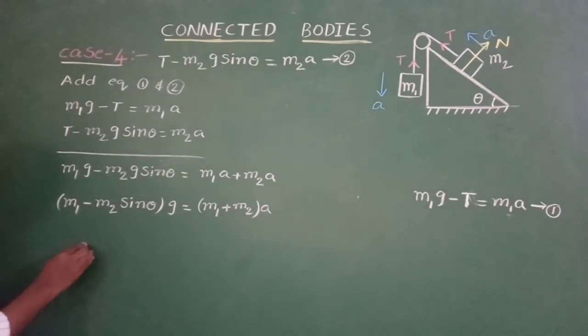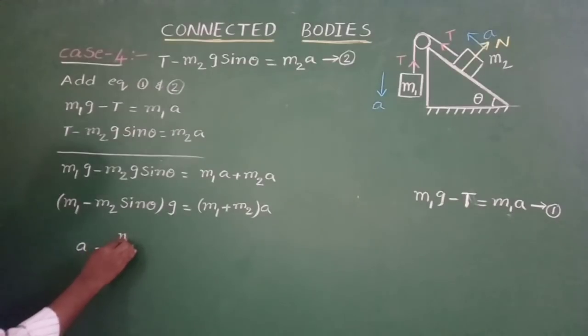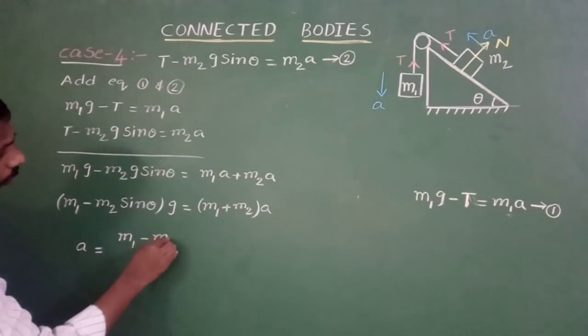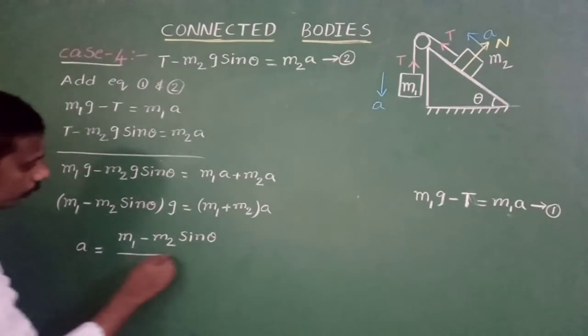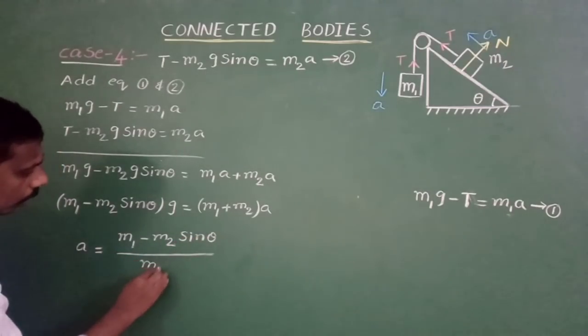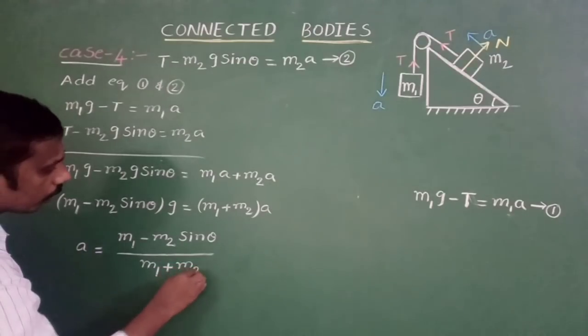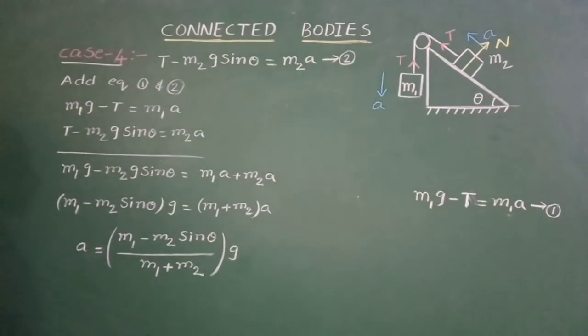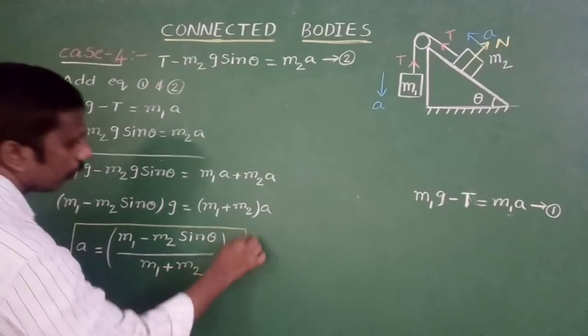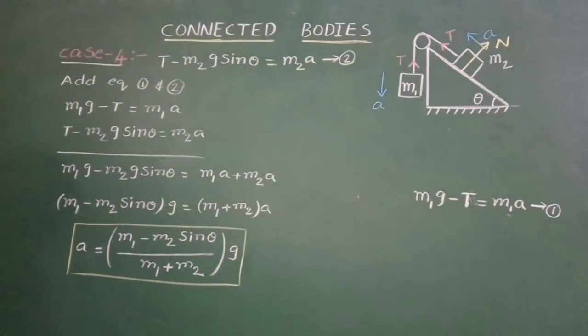From this, acceleration a is equal to (m1 minus m2 sin theta) by (m1 plus m2) into g. This is the acceleration equation. Substituting the value of a in either equation 1 or equation 2, we get the T value.